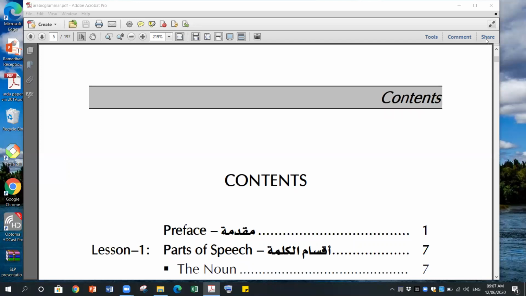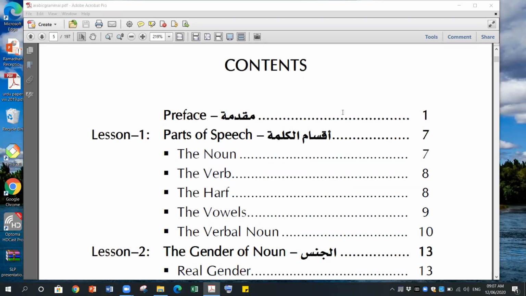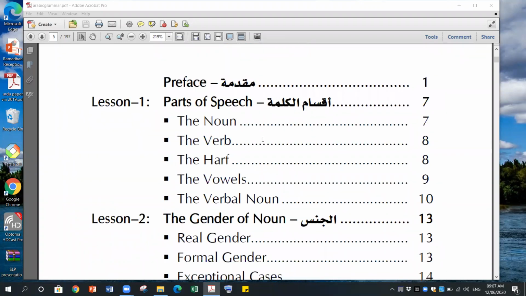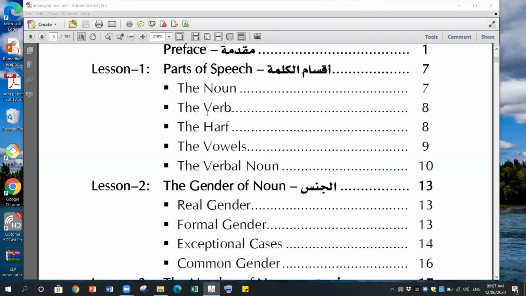Today, inshallah, we are starting the new topic, that is verb, right? But before that, I just want to have a quick review with you people of what we have done by now. Lesson number 1 was about parts of speech, Aqsamul kalima. Kalima is a speech, a word or a sentence, right? So we discussed that there are nouns, verbs, and harf. These are the three, and then there are some vowels, verbal nouns also.